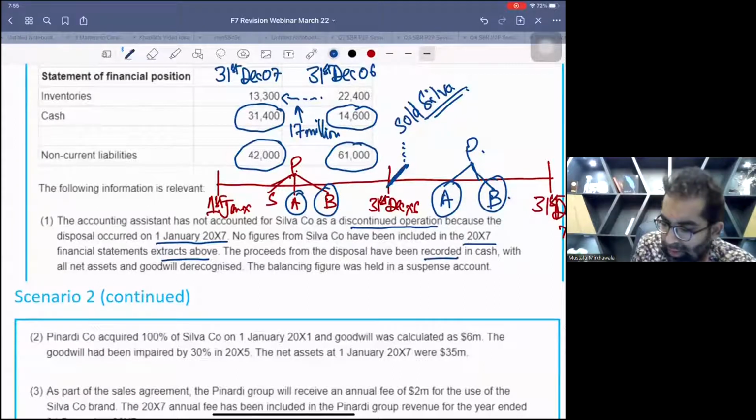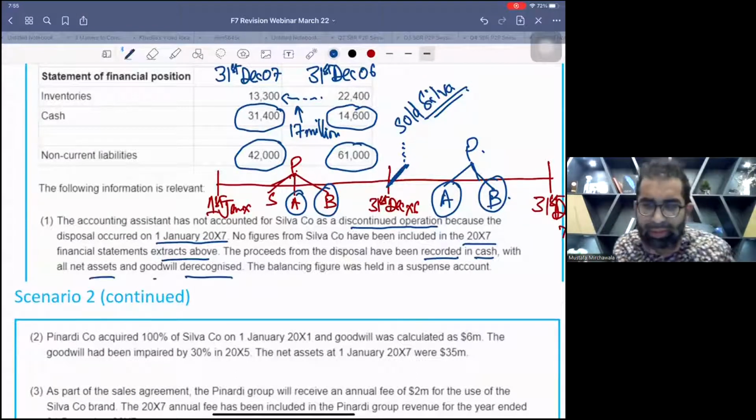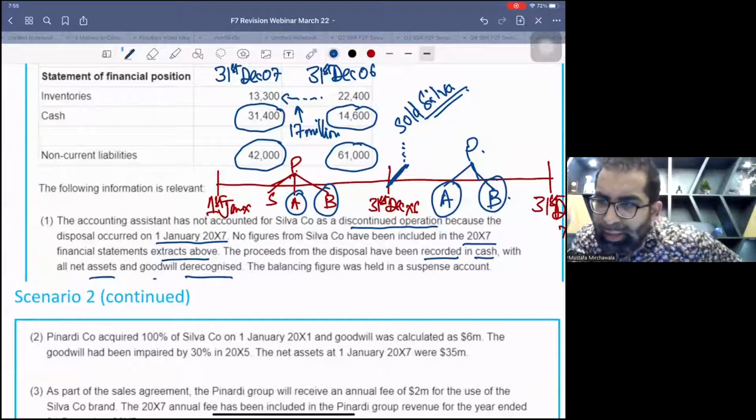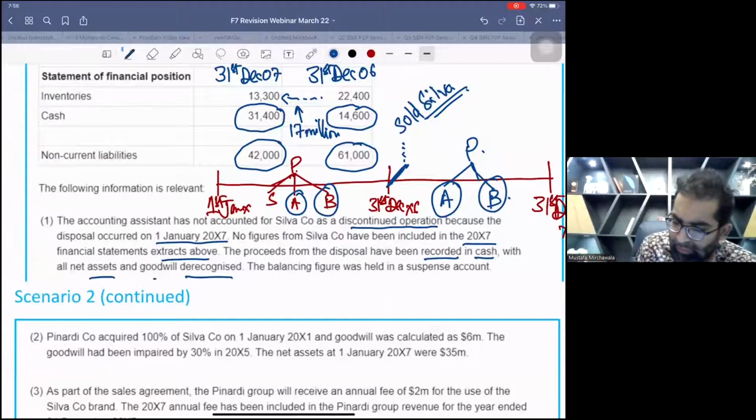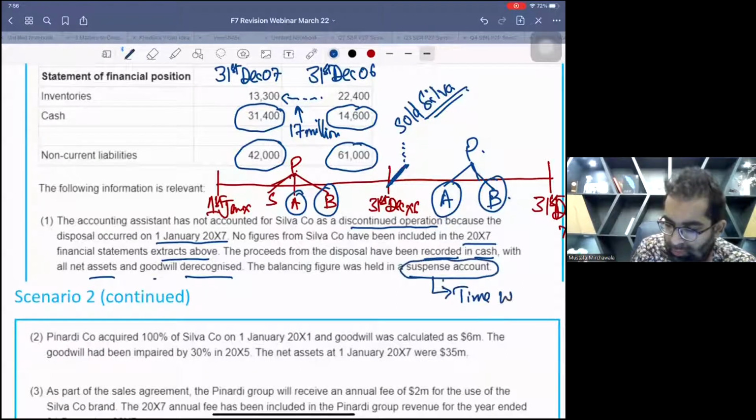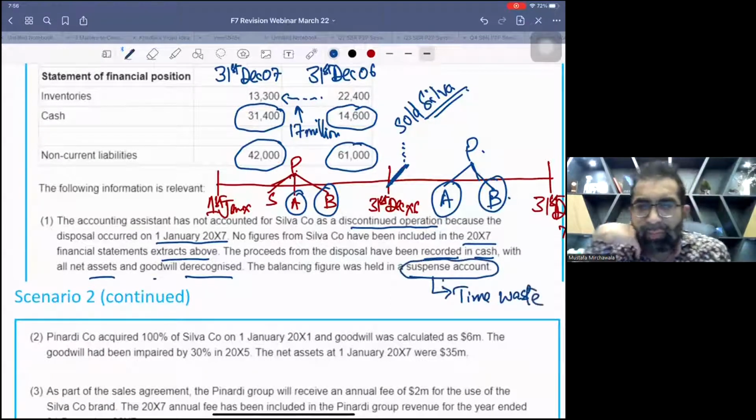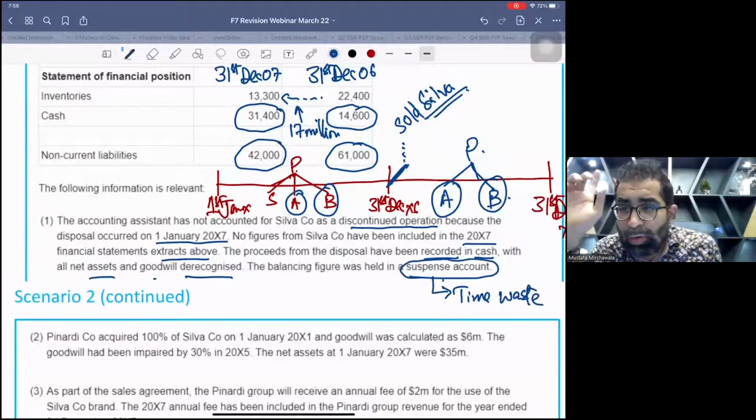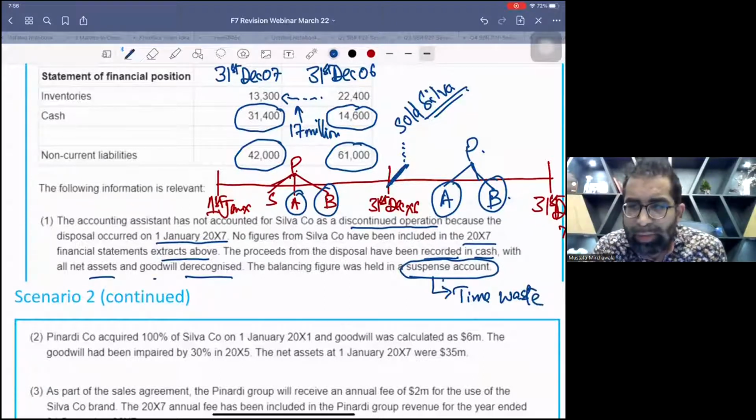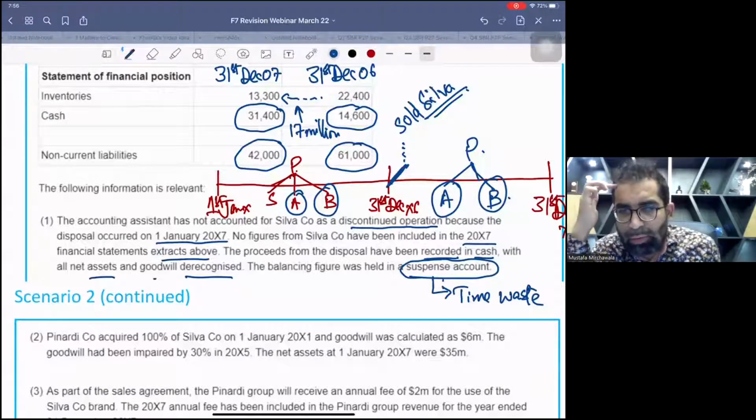the proceeds from the disposal have been recorded in cash with all net assets and goodwill derecognized. Obviously, we derecognize everything when we sell the subsidiary. The balancing figure was held in a suspense account. Wait, let me write something. Time waste. It's nothing. This question is not about the suspense account, so don't worry about it. You won't get even a 0.5 mark for this. Leave it.